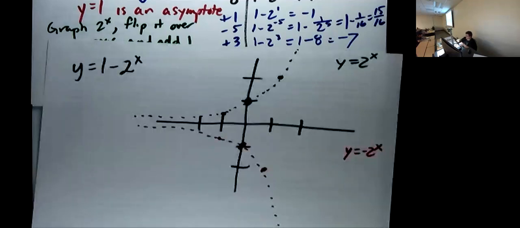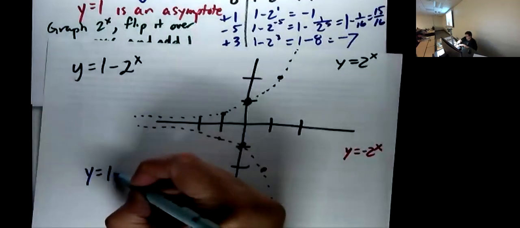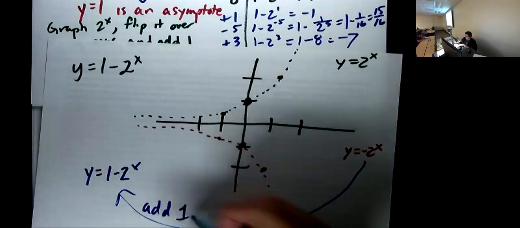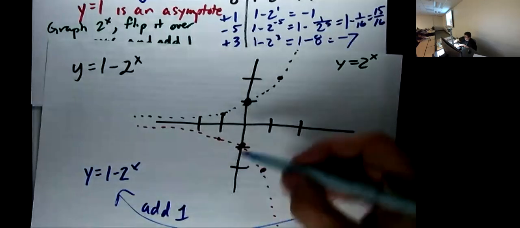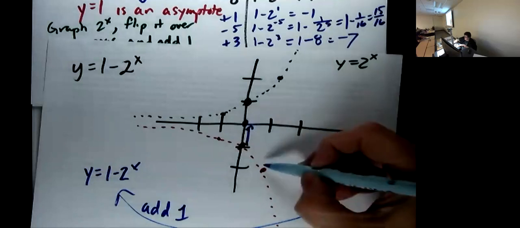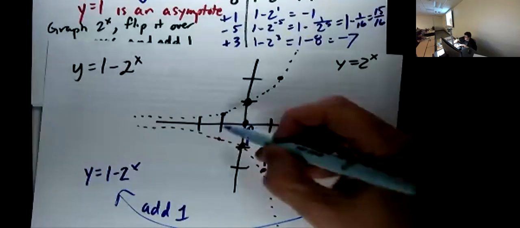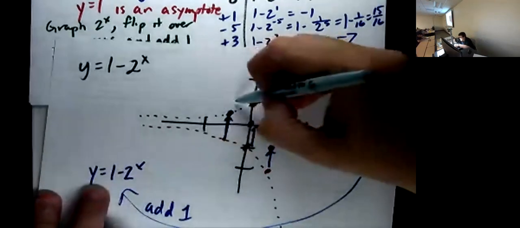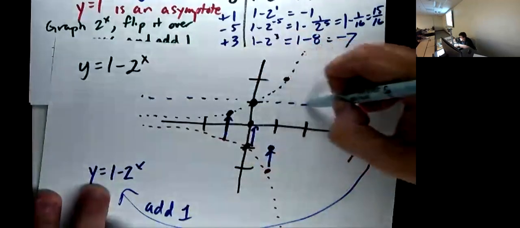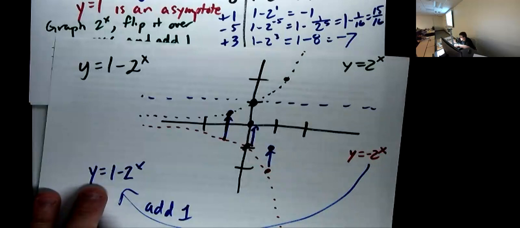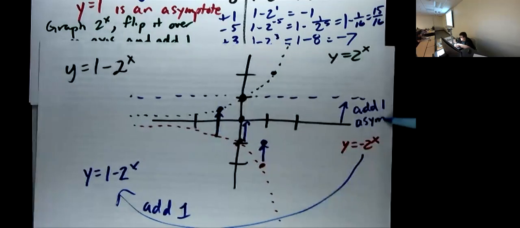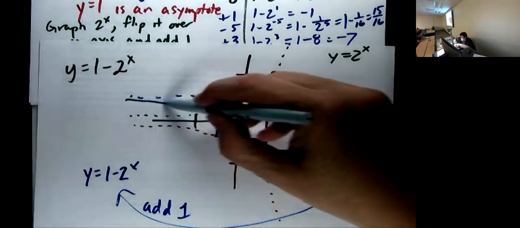And if I want to do y = 1 minus 2 to the x, the only difference between this one and this one is add 1 to all the points. So this point goes up to here. This point goes up to here. This point actually goes up to there. And our asymptote goes up 1 also. The asymptote was y equals 0. Now the asymptote goes up 1 as well. Add 1 for asymptote. And we'll connect our dots here and draw the curve.